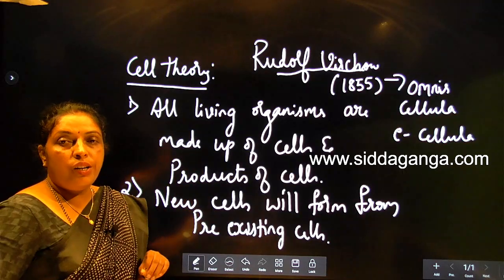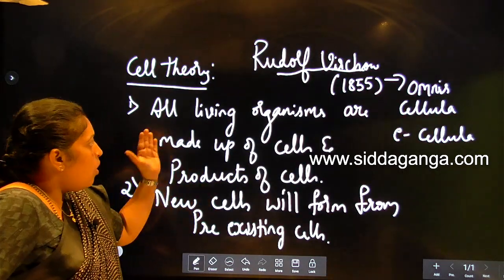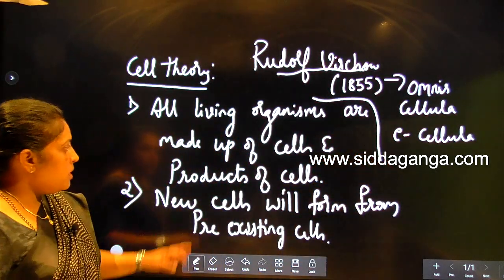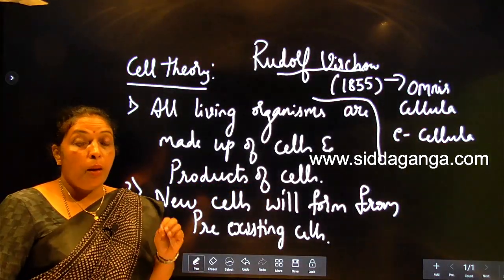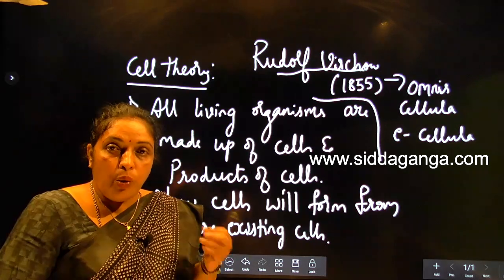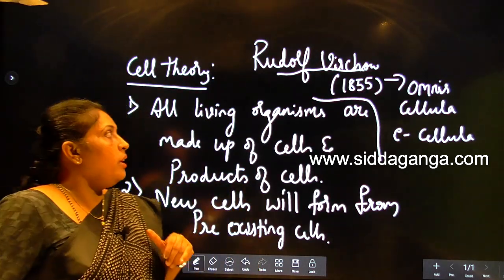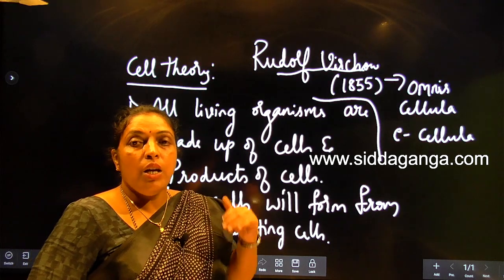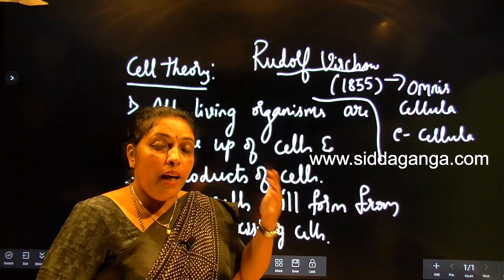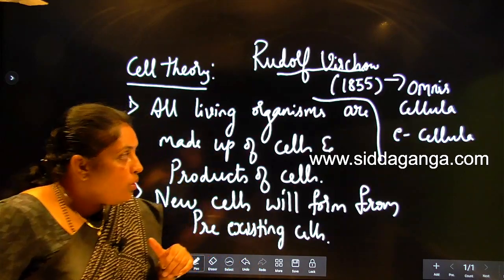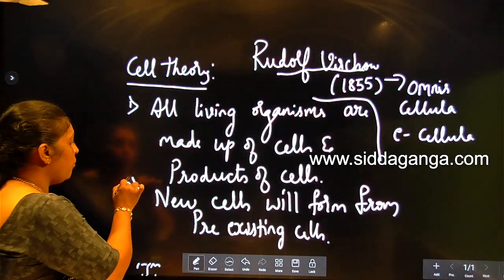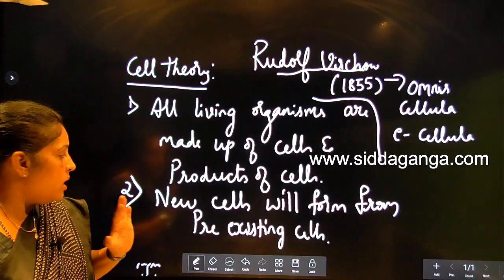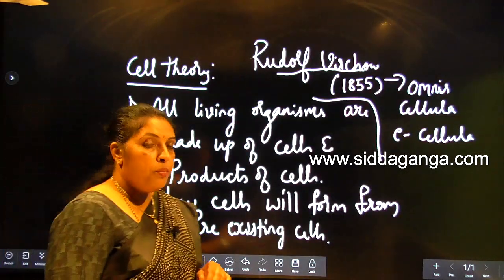So Matthias Schleiden and Theodor Schwann told us all living organisms are made up of cells and products of cells, but they failed to tell us how new cells are formed. Who completed it? Rudolf Virchow. He gave us the statement omnis cellula e cellula, that means new cells are formed from pre-existing cells. We included that and updated the cell theory: all living organisms are made up of cells and products of cells, and new cells will form from pre-existing cells.